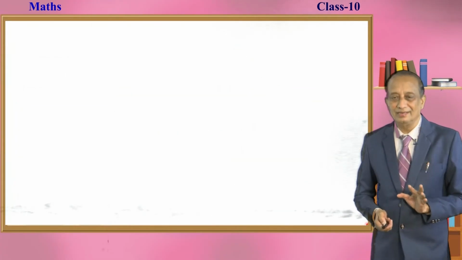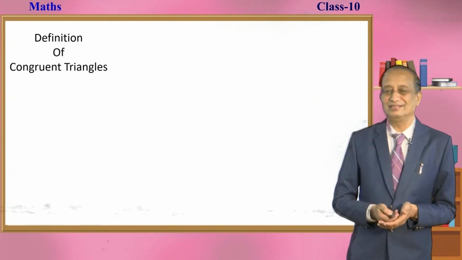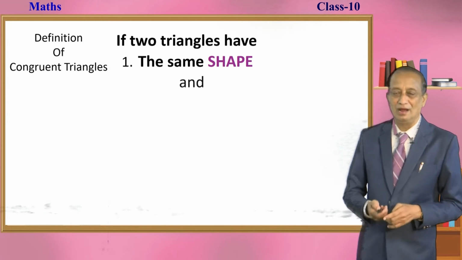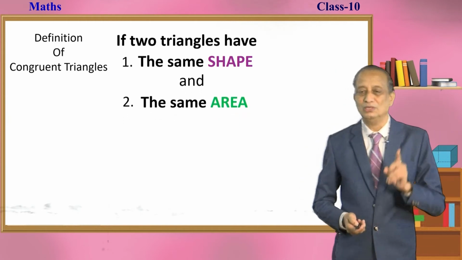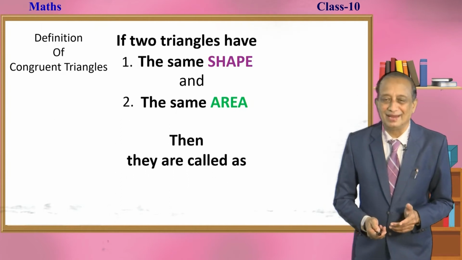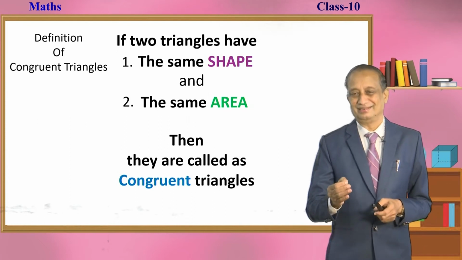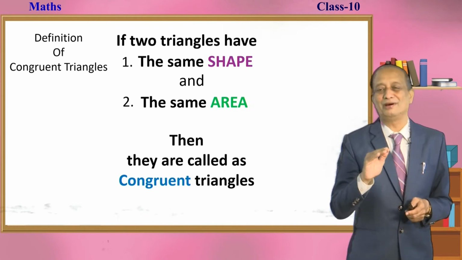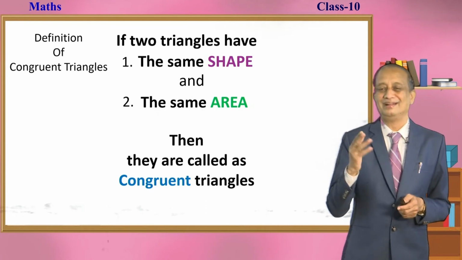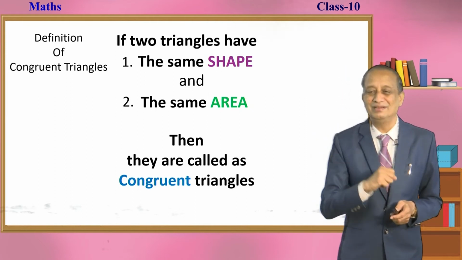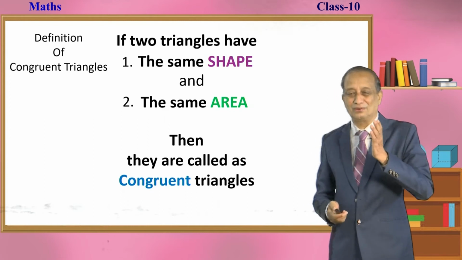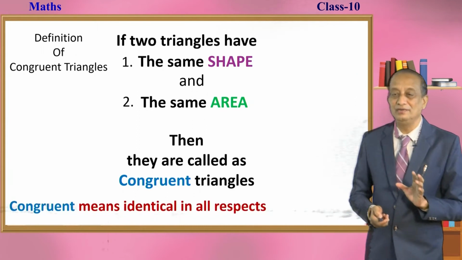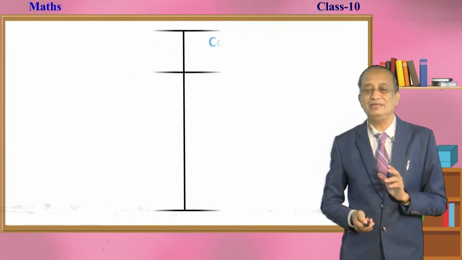Now, here is a definition of congruent triangles also. I would like to define it this way. If two triangles have condition number 1, the same shape, and condition number 2, the same area, then they are called congruent triangles. Children, in Kannada we call it so nicely, sarva sama. ಸರ್ವವಿಧದಲ್ಲೂ ಸಮ ಆಗಿದ್ದರೆ ಏರಿಯಾನೂ ಒಂದೇ ಇದ್ದು ಶೇಪೂ ಒಂದೇ ಇದ್ದರೆ ಆವಾಗ ನೋಡಿ ಆ ಸರ್ವಸಮ ತ್ರಿಭುಜಗಳು ಅಂತ ಕರಿತೀವಿ, ಕಾಂಗ್ರುಯೆಂಟ್ ಟ್ರಯಾಂಗಲ್ಸ್ ಅಂತ ಕರಿತೀವಿ ಮಕ್ಕಳೇ. ಸೊ ಕಾಂಗ್ರುಯೆಂಟ್ ಟ್ರಯಾಂಗಲ್ಸ್ ಸರ್ವಸಮ ತ್ರಿಭುಜಗಳು ಅಂತ ಕರಿತೀವಿ. ಓಕೆನಾ? Yes, congruent means identical in all respects. That is the meaning of the word congruent.